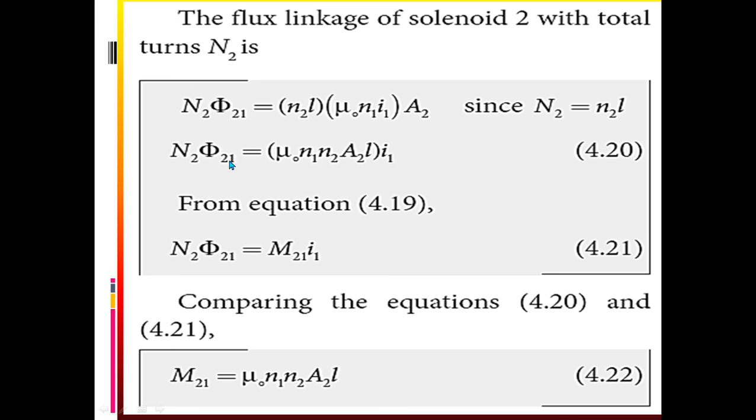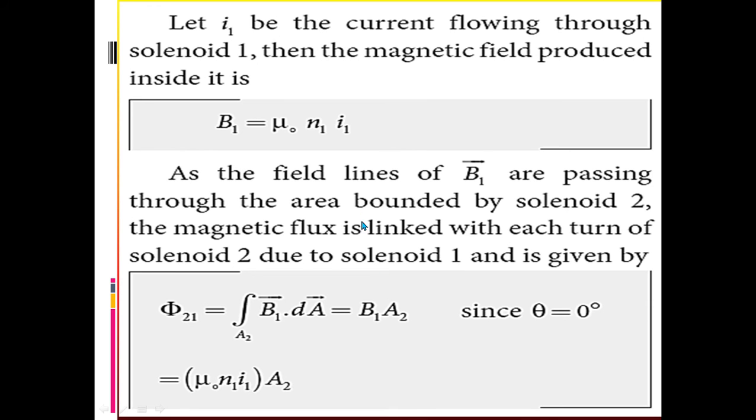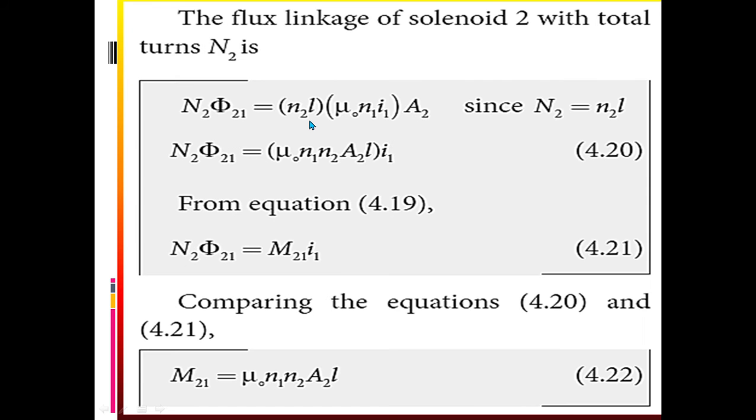So N2 phi 21 is equal to mu naught N1 N2 A2 L into I1, from equation 4.19. This is equation 4.19. The next step is N2 phi 21 is equal to M21 I1. Comparing these two equations, N2 phi 21 can be written as M21 I1. Substituting this value, M21 I1 is equal to mu naught N1 N2 A2 L into I1. I1 cancels on both sides.